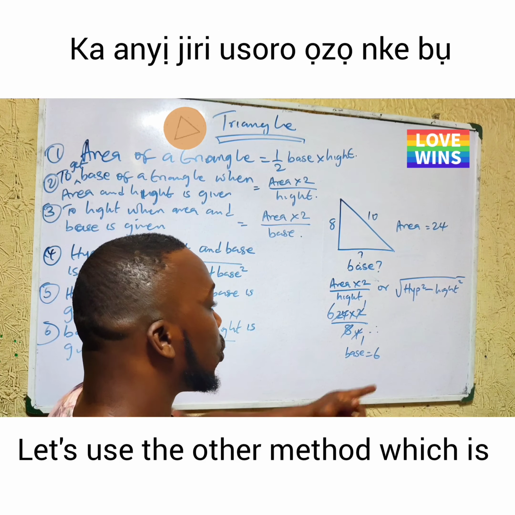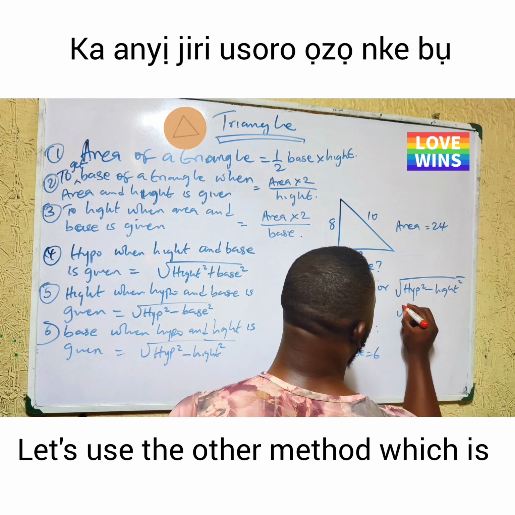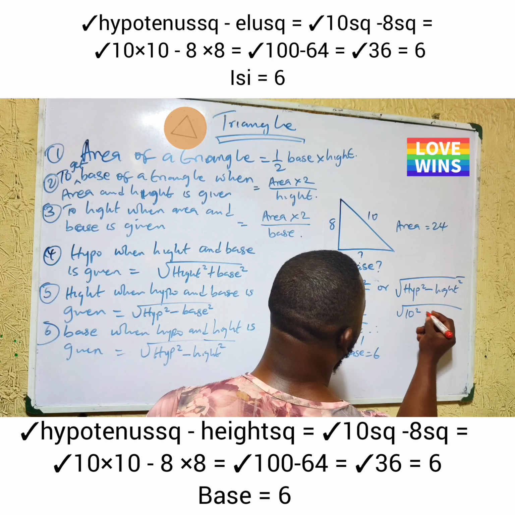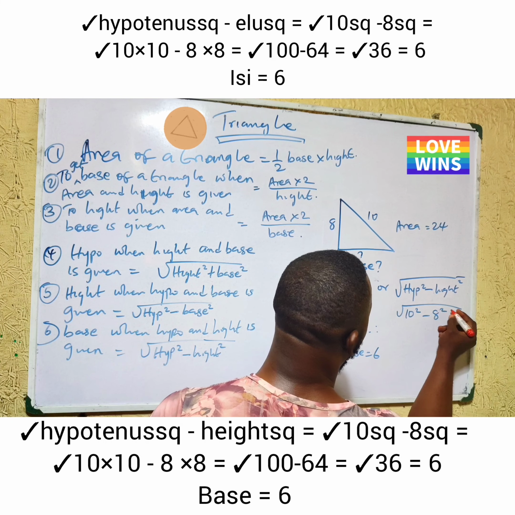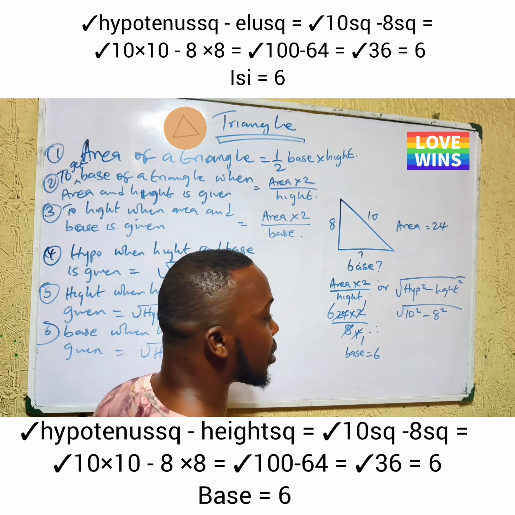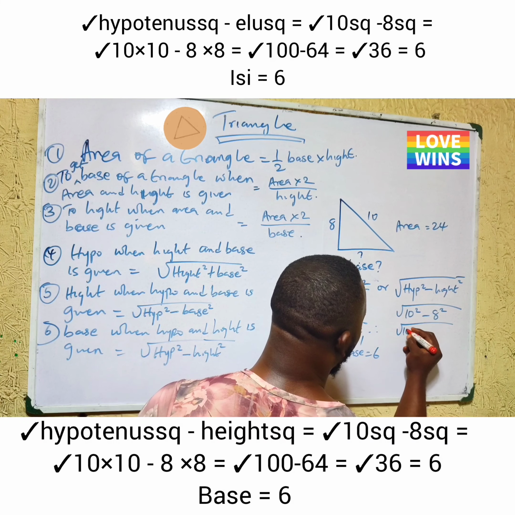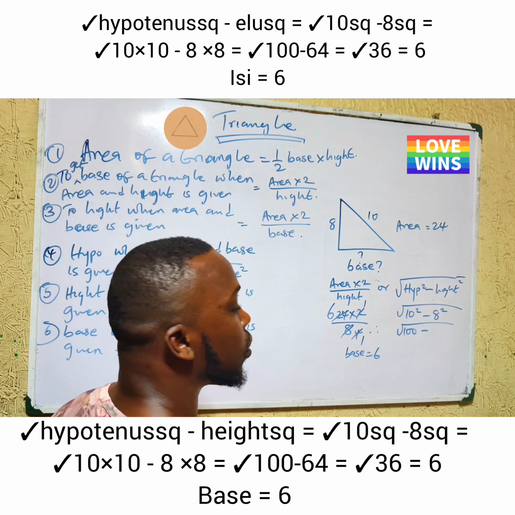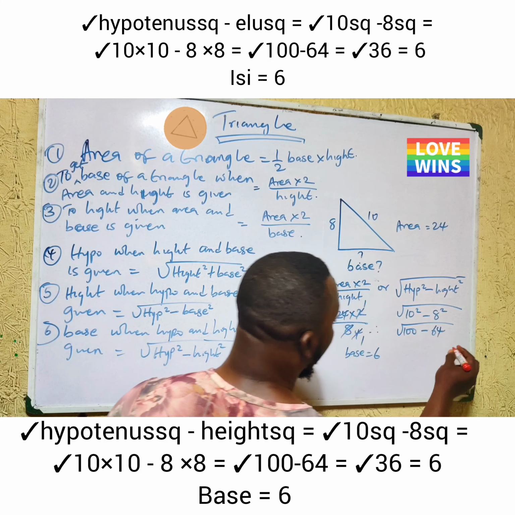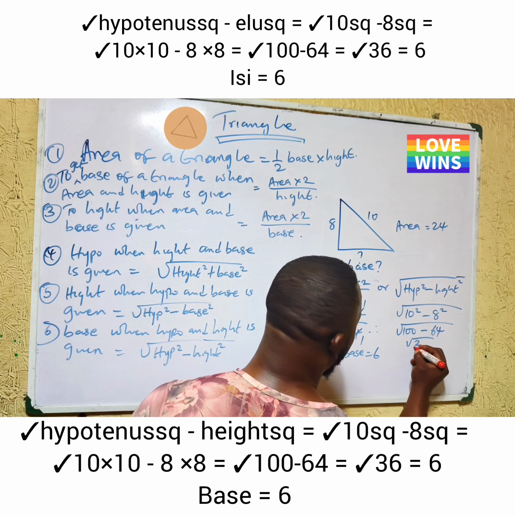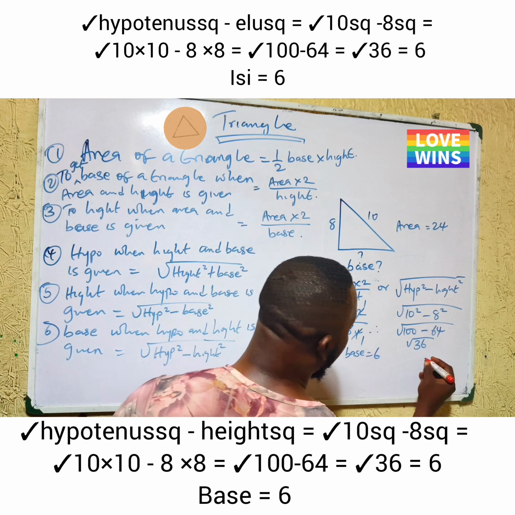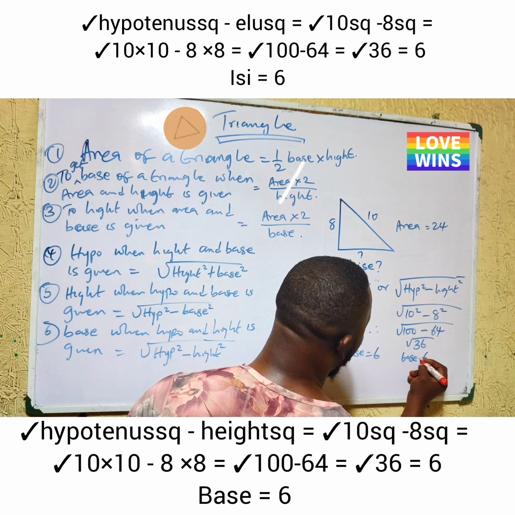Now let's use the other one also, which is the hypotenuse 10 square minus the height 8 square, all in square root. 10 square is the same thing as 10 times 10. 10 times 10 will give you 100, minus 8 times 8 will give you 64. Therefore 100 minus 64 will give you 36. Therefore the square root of 36 is 6. Therefore the base is equal to 6.